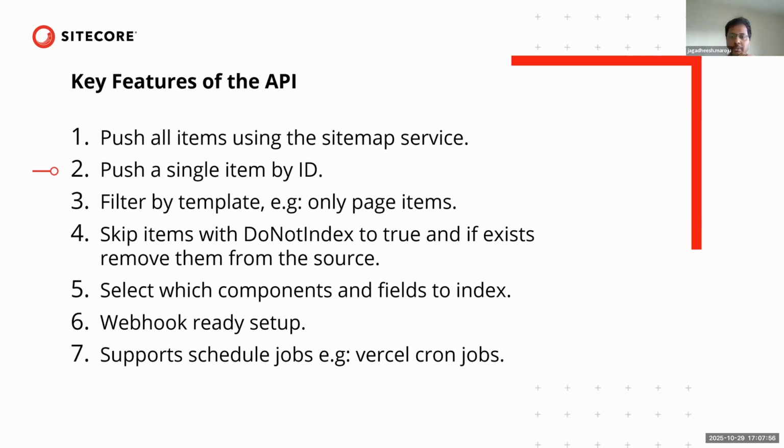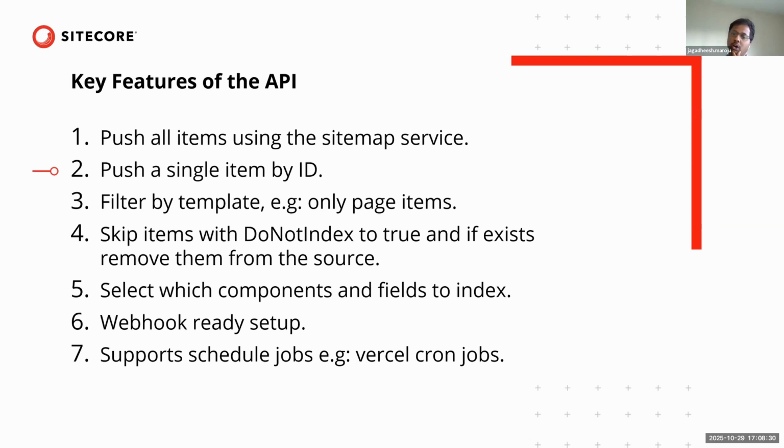This API also filters by template. For example, if I want to index only items based on certain page templates, let's say the article template and the news template, and only those page templates I want indexed. This API has the flexibility to tell which templates you need to index. So it will exclude all the standard values, the data folders, everything. We can just mention what needs to be indexed, what kind of page template can be indexed.